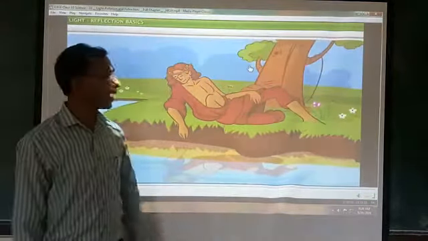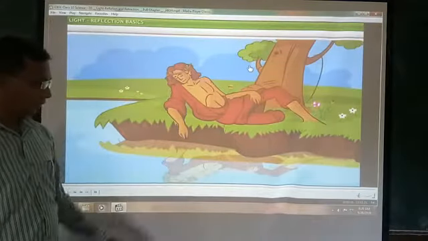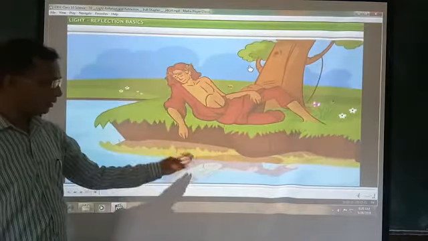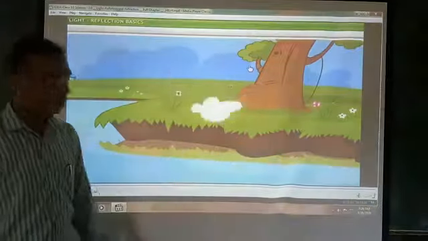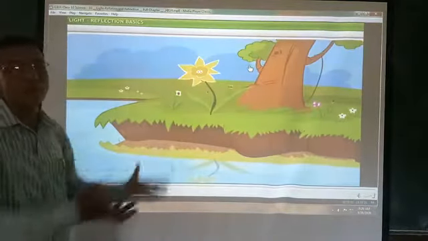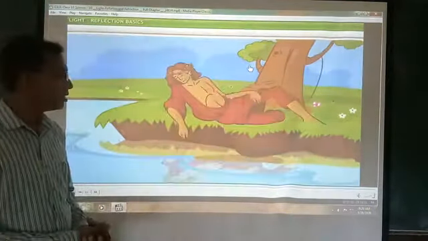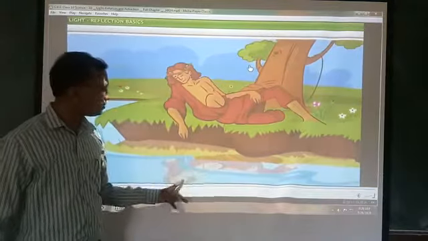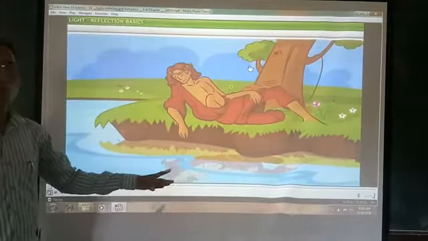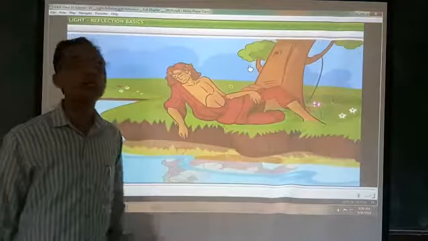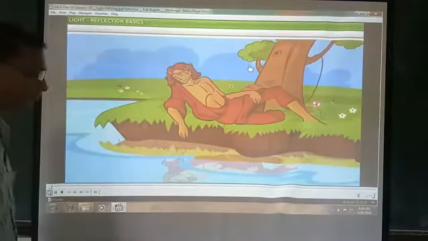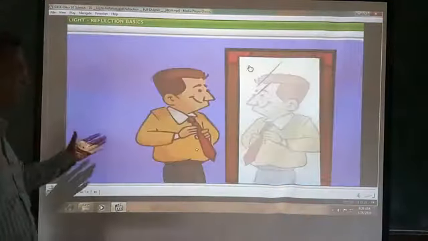Here we observe that there is a man seated under the tree near the pond. He observes his reflection, his image. The same image of this man will be observed due to the reflection of the light. Here is another example.